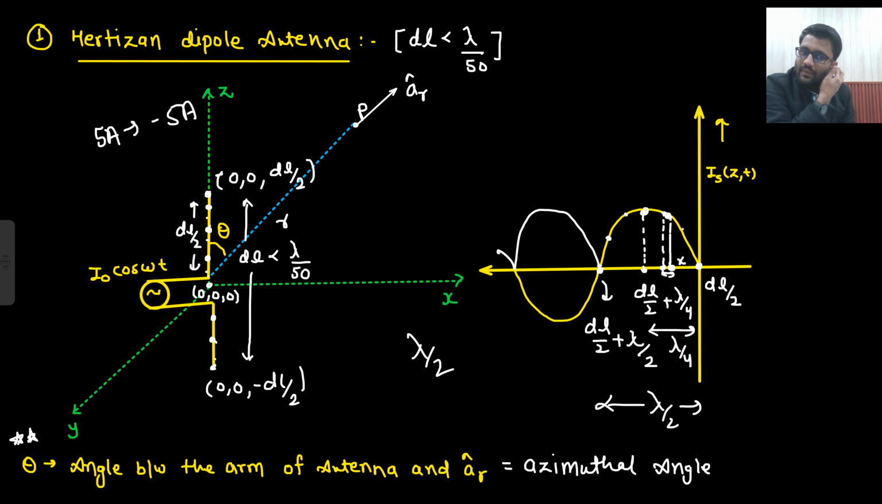So what we can keep, this we can remove. This is dl plus lambda by 4, this is dl plus lambda by 2, this length, okay, this we can ignore, this we can ignore. This is a very small length which I need to show.